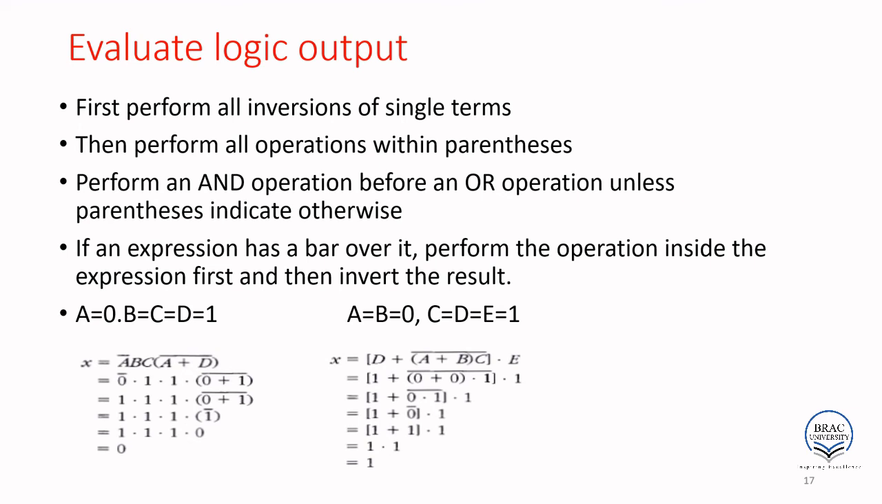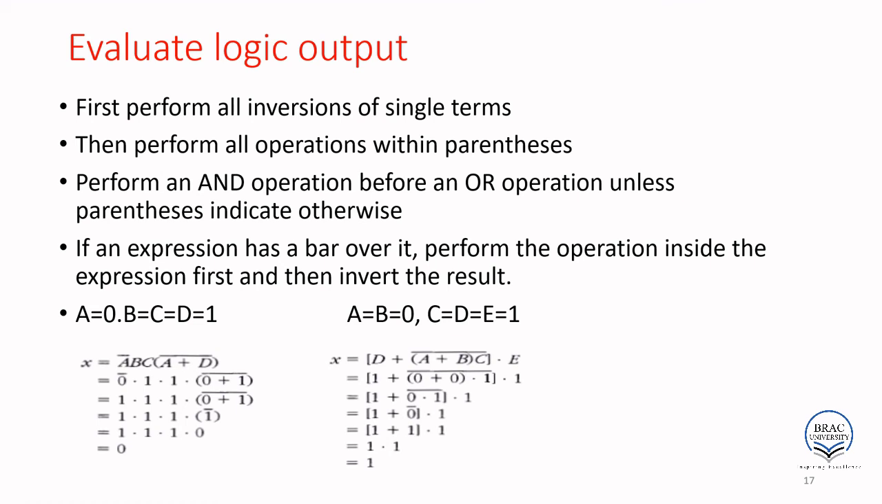Now evaluate logic output. To evaluate logic output, you are given expressions like x equals A prime dot B dot C dot (A plus D bar). You need to evaluate the expression. How can we do it? To perform that function, first perform all inversions of single terms, like A prime. You are given A equals 0. So put A equals 0, then prime, it becomes 1.